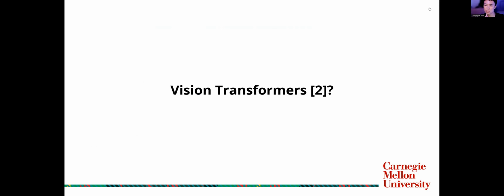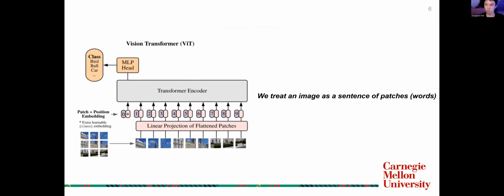So what are vision transformers? Vision transformers are a variant of transformers optimized for the computer vision domain. And the key idea behind vision transformers is that we are trying to treat an image as a sentence of patches, or words if we translate to the NLP domain.